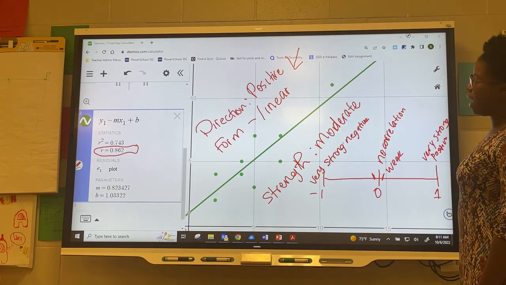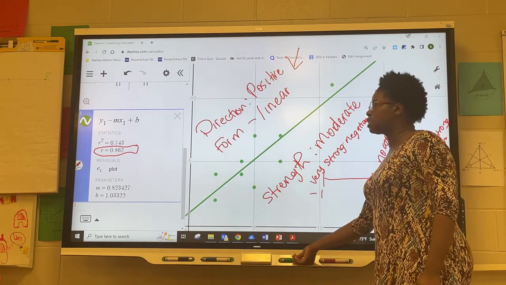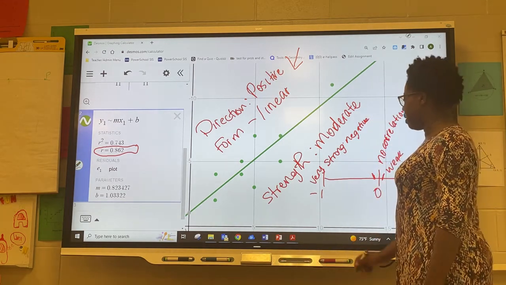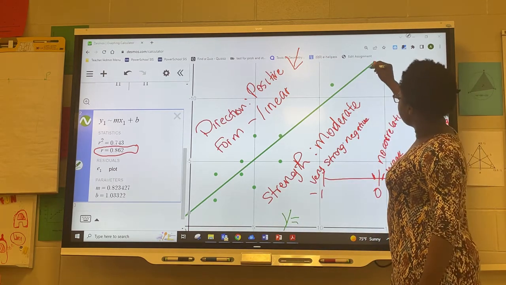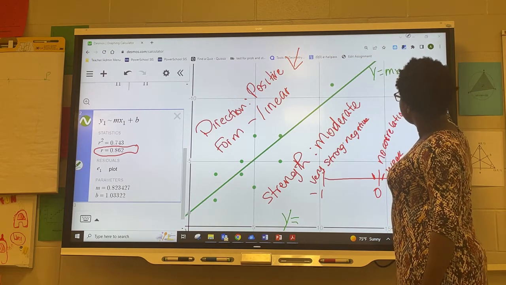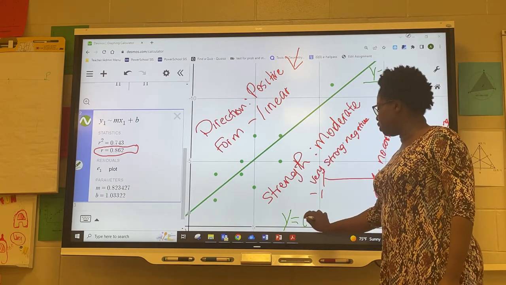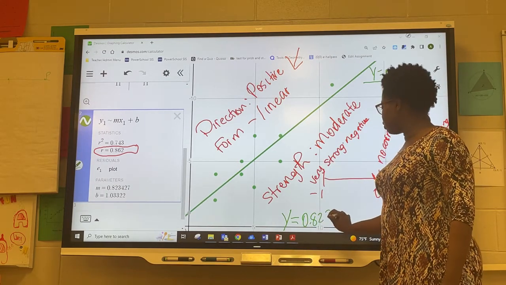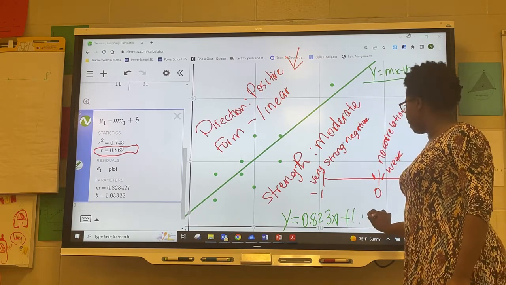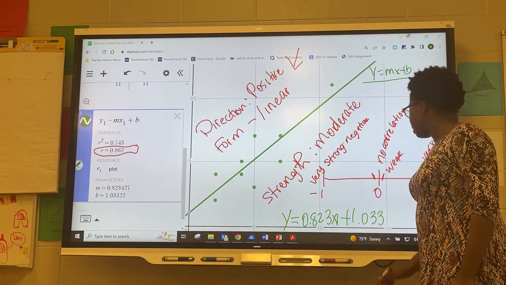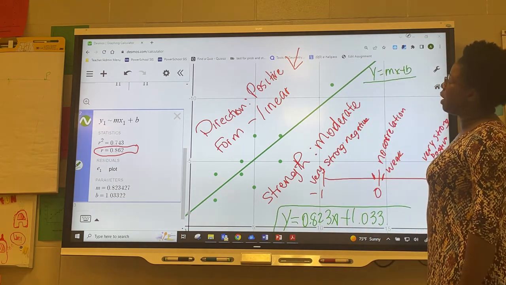We can also be asked to write the equation of the line in the form y = mx + b. So in this case, we say y is equal to, where mx + b normally is, we put the value of m as whatever we're given, which is your slope, 0.823x plus whatever the b value is, 1.033. Let's leave it as that. So that's our equation of the line in the form y = mx + b.